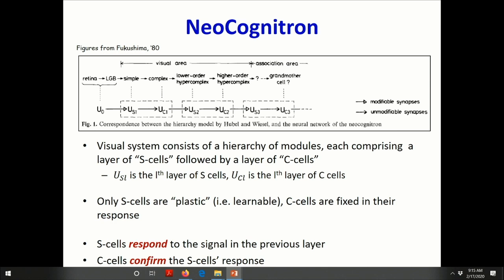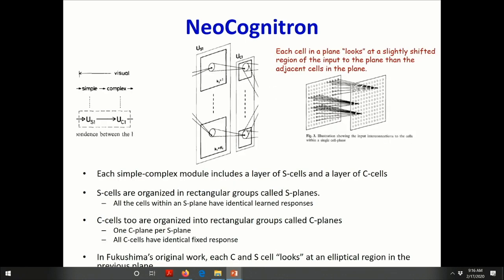So within each group, you had a layer of S cells and C cells. You had several such groups, each of which fed off the previous layer. Within each group, only the S cells were plastic, meaning they could be learned. Their responses could be learned. The C cells were fixed. Their only job was to clean up the act of the S cells. So S cells respond to the signals from the previous layer, and C cells confirm the S cells' response.